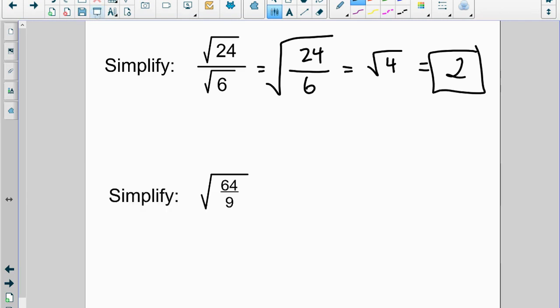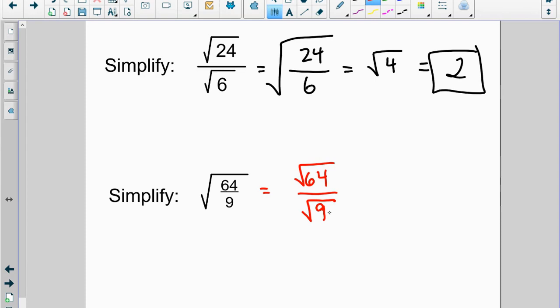Now here's another one, but in this one, we're starting with a fraction underneath that radical sign. The fraction is the radicand. So in this case, I can't divide 64 by 9 and simplify what's inside the radical. So instead, let's go ahead and split it up. Let's keep the 64 in the numerator, the 9 in the denominator, and apply the square root to both numbers. That's our quotient property working in the other direction. We're splitting into two radicals instead of combining them into one radical.